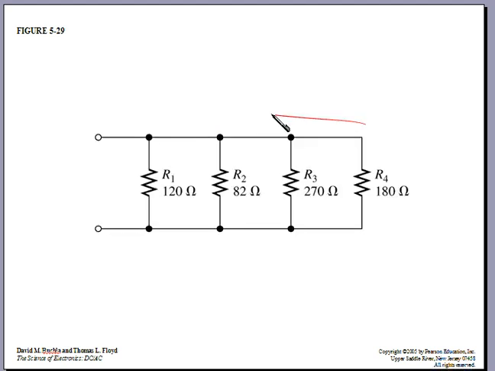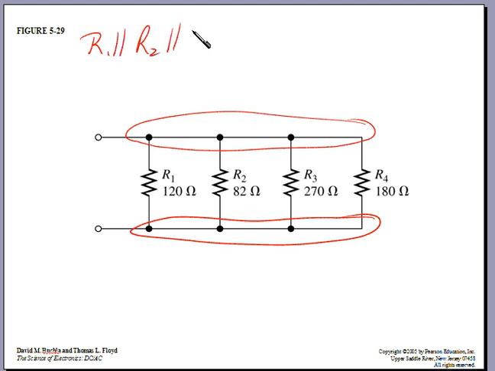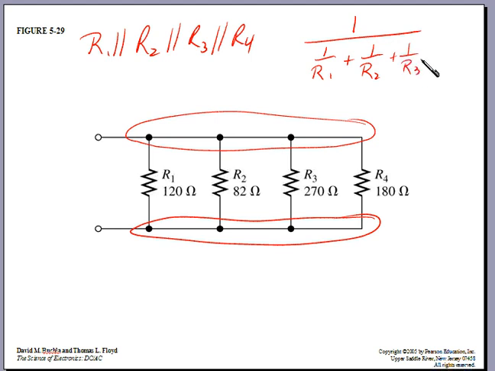Again, end to end, all the tops, all the bottoms are connected. So I have R1 parallel with R2, parallel with R3, parallel with R4. Now the parallel formula is 1 over RT equals 1 over R1 plus 1 over R2 plus 1 over R3 plus 1 over R4. You do not just add resistors in parallel.